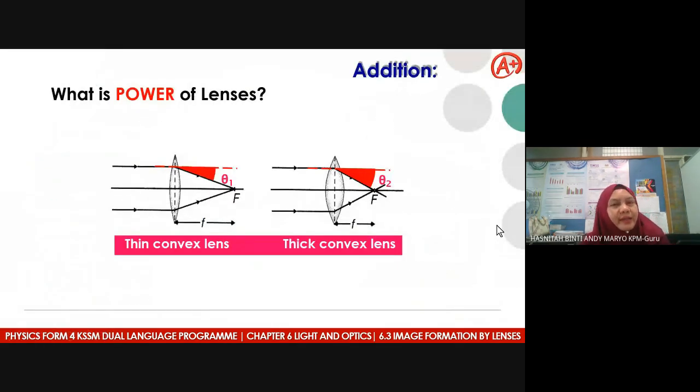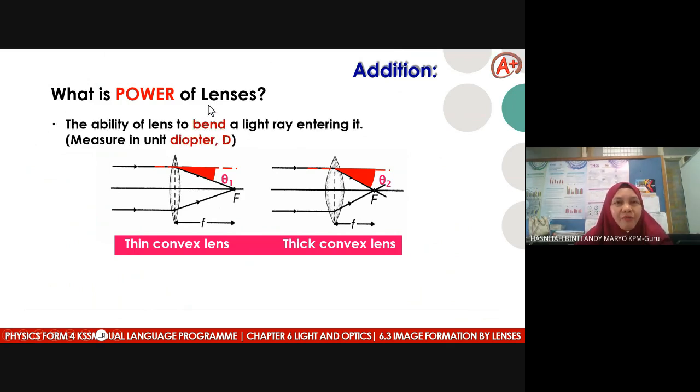This is additional notes that is not included in your textbook: power of lens. For those who are wearing lenses, you know the power of your lens, and it is somehow different between the left side and the right side. The power of lenses determines the thickness of our lens and the length of the focal length of the lenses. First, students, let's check what is meant by power of lens.